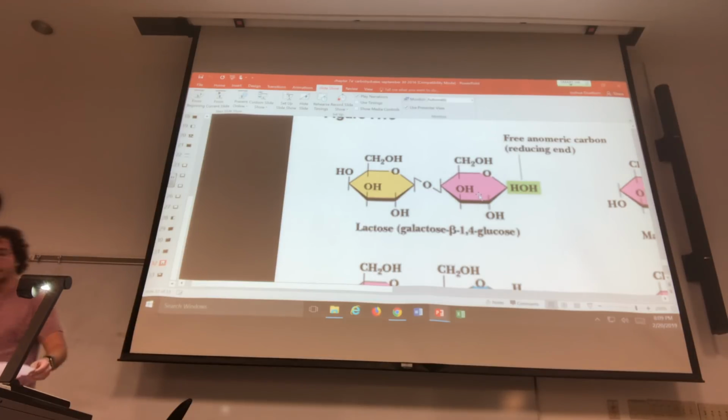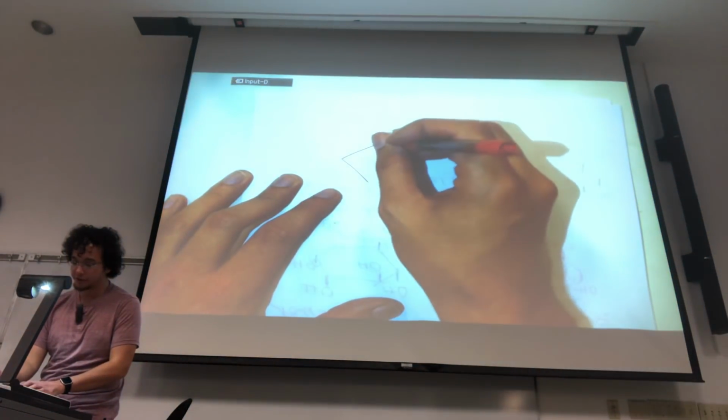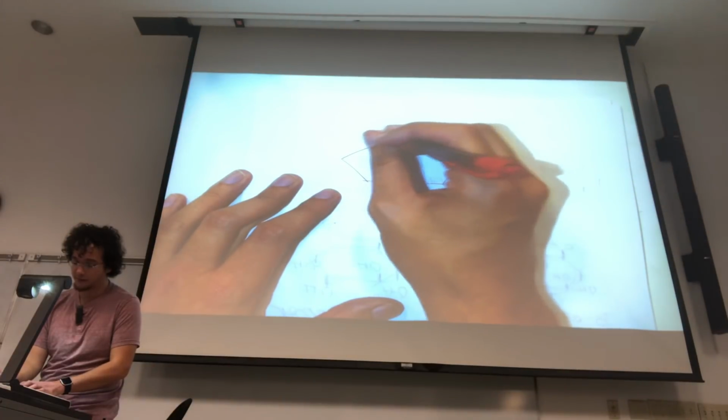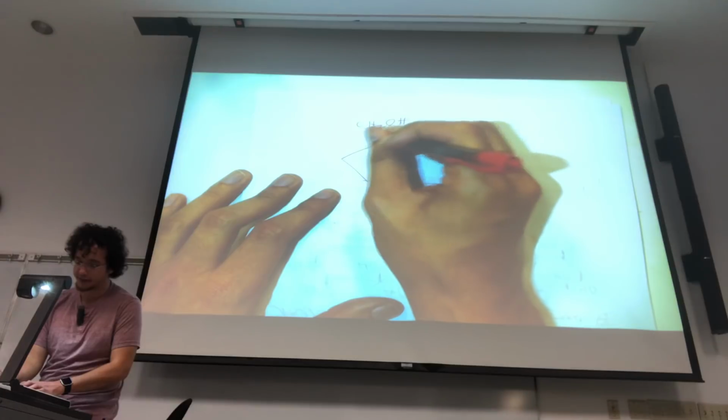Oh, small note here. If you are given a sugar that is drawn in the following form, actually these should be dashes.